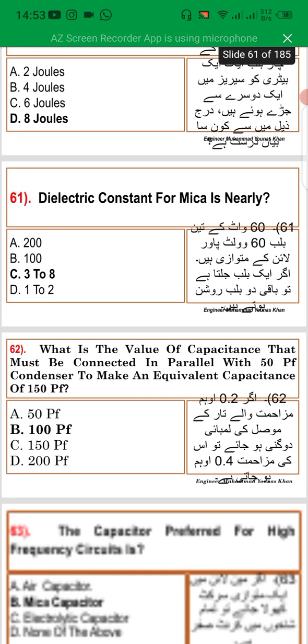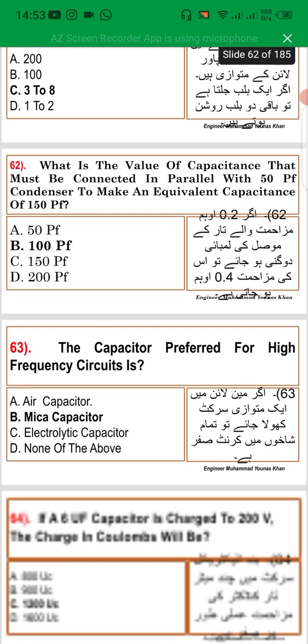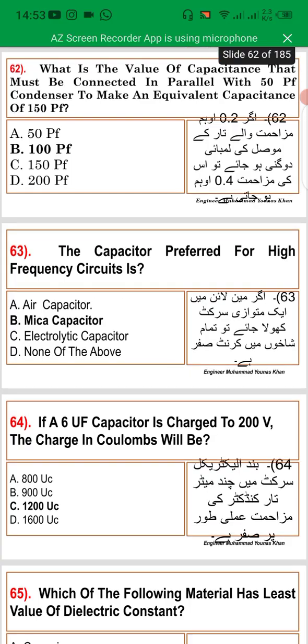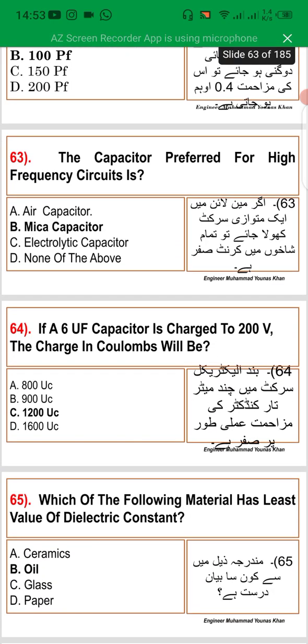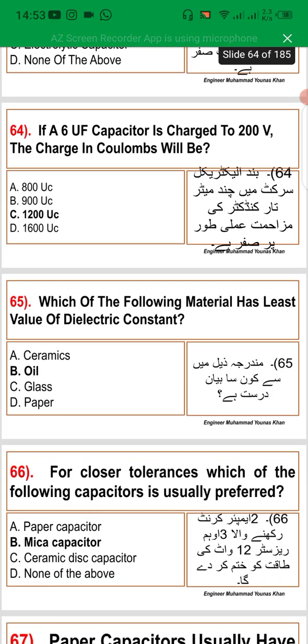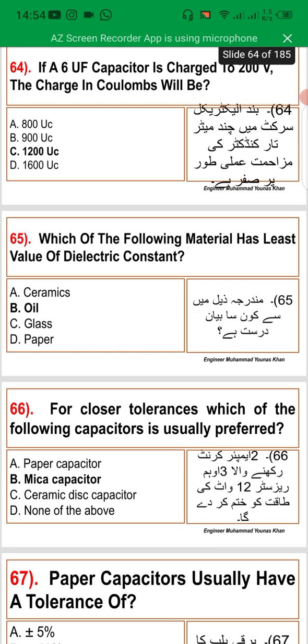Dielectric constant for mica is nearly 3 to 8. What is the value of the capacitance that must be connected in parallel with a 50 picofarad condenser to make an equivalent capacitance of 50 picofarad? Zero picofarad. The capacitor preferred for a high frequency circuit is mica capacitor. If a 6 microfarad capacitor is charged to 200 volts, the charge in coulomb will be 1200 microcoulomb.